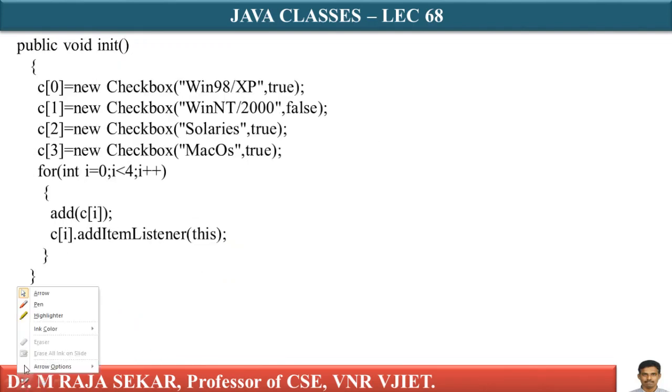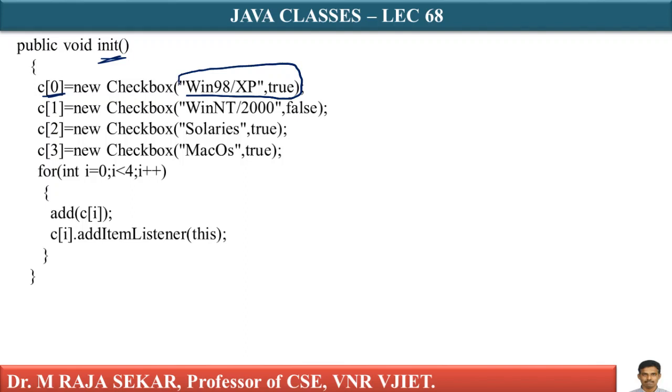Just see, public void init. This is applet. We discussed in applet there is a method, init method. Just try to recall init method in applet life cycle which we discussed. What is my first checkbox? This is label. Windows 98/XP is label of my checkbox, and I am keeping the state as true, isn't it?